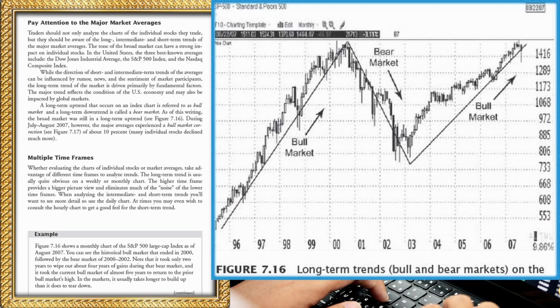Example: figure 7.16 shows a monthly chart of the S&P 500 Large Cap Index as of August 2007. You can see the historical bull market that ended in 2000, followed by the bear market of 2000 to 2002.